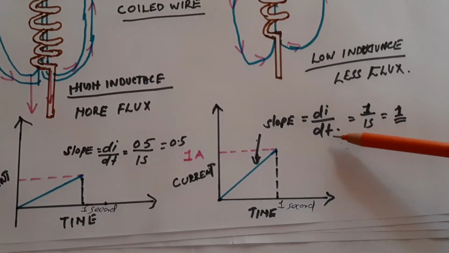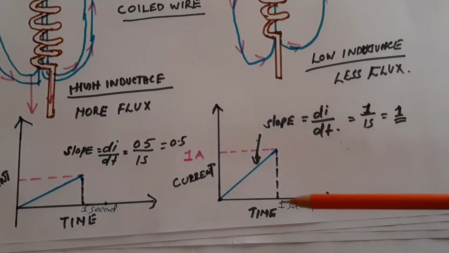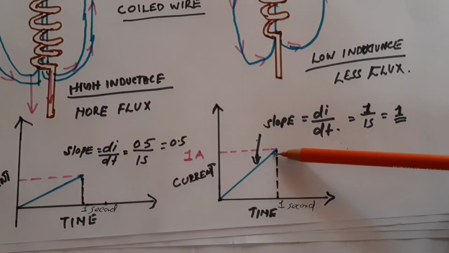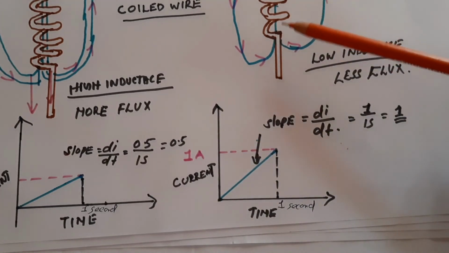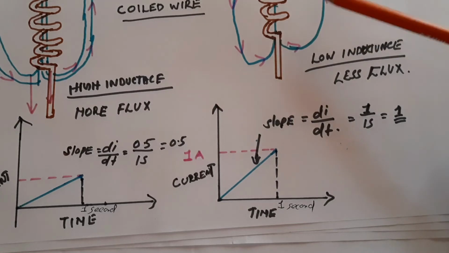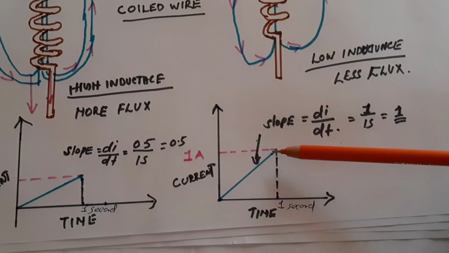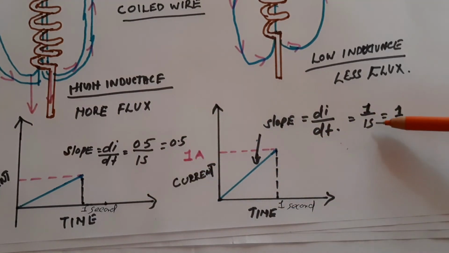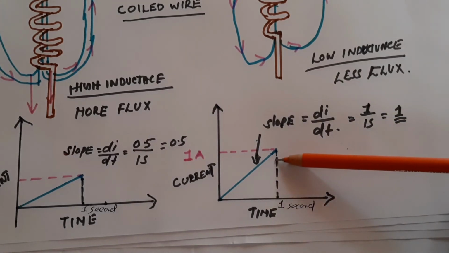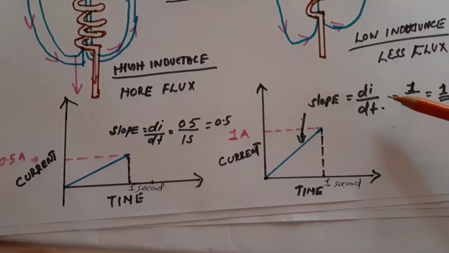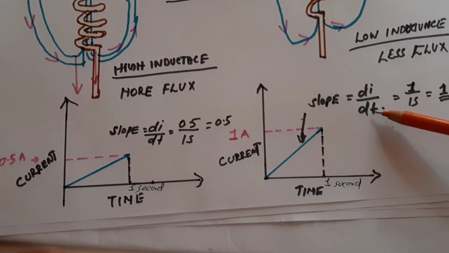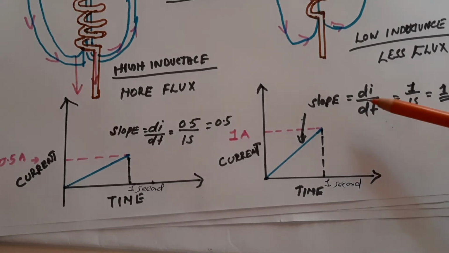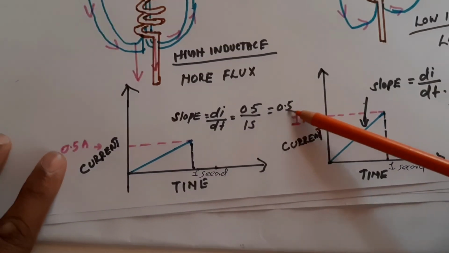Whereas in the low inductance case, with the same 1 second, the change in current is 1 ampere. That means more current is allowed to pass through it. So di by dt, in 1 second, allows 1 ampere of current to flow through it. Slope means the change in current per second. Its slope is 1 and the other slope is 0.5.